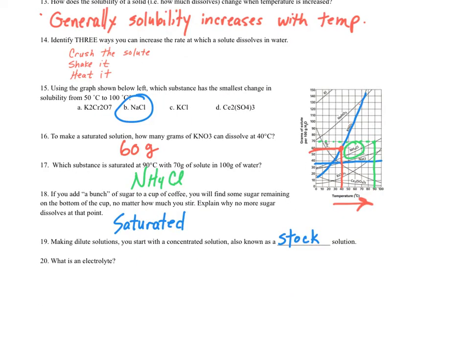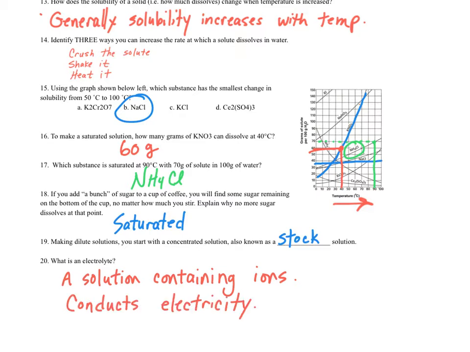Number 20, what is an electrolyte? That would be a solution containing ions, positive and negative ions. It is also a solution that conducts electricity. All right, in the lab, we put that electrode in there, and it measured how well it conducted electricity. So an electrolyte is a solution containing ions that conducts electricity.